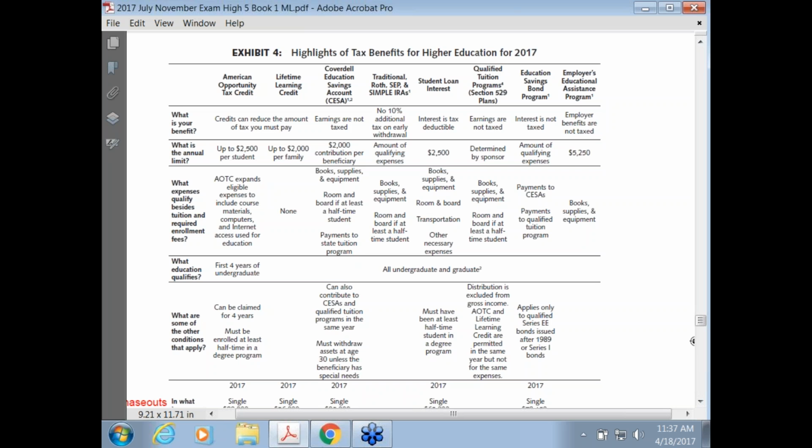And they will repeat that exercise so by memory they know more and more of these differences between these different kinds of accounts. But I like this summary, and you can start to pick up and highlight some of the nuances between these. Just as an example, the AOTC and the lifetime learning credit, that second line, we've got $2,500 per student versus $2,000 per family. What education qualifies? First 4 years of undergraduate for the AOTC, no such restriction for the lifetime learning, and so forth, because that helps you center on why would a client use this product or this strategy versus another.